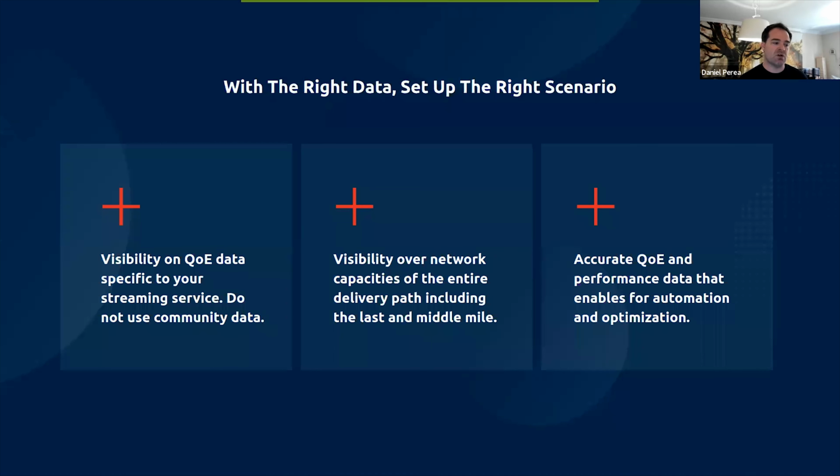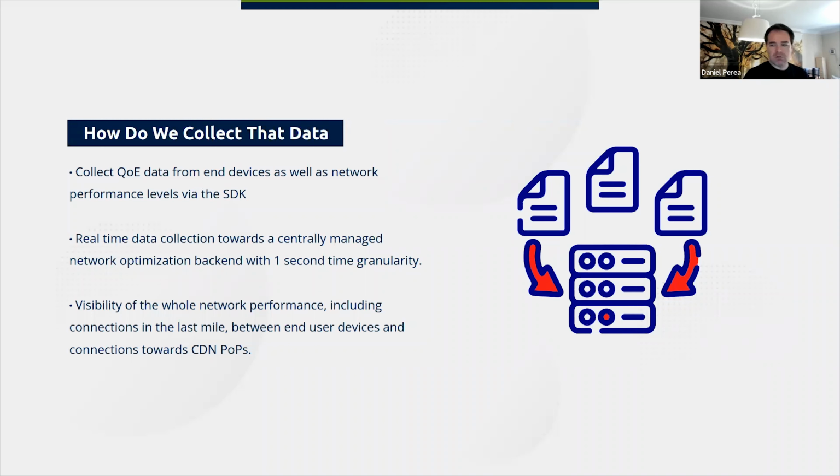That means that you need visibility of the network capacity of the entire delivery path, including the last and the middle mile, like the interface that I just mentioned. And of course, you need accurate quality of experience data and performance data in order to enable the next step, which is the actual solution to the problem: automating and optimizing the network on the fly. With the right information, you are able to do so. How is that information collected? First of all, yes, you need collection on the end user devices because quality of experience is happening there, so you need that.